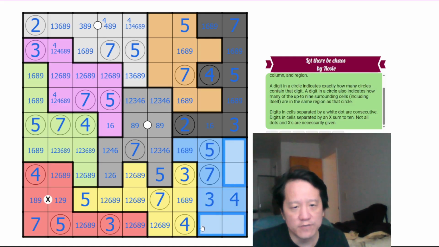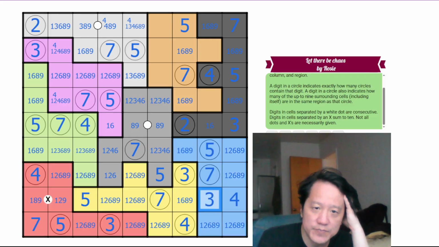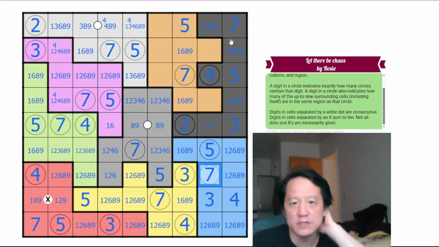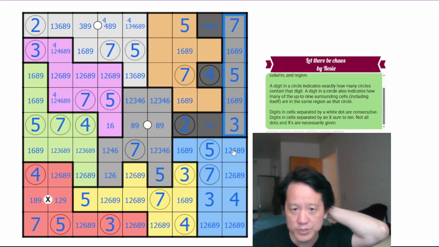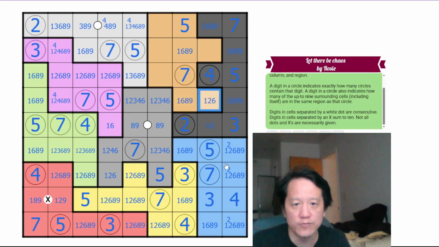Remaining digits of blue's region are 1, 2, 6, 8, 9 also. We are guaranteed 2 cannot be in the dark region here, so 2 has to be in column 9 in the blue region, which eliminates 2 in the rest of the region, so this can't be 2. That means where is the 2 in the orange? In column 8, it must be in the orange region, so we have 1, 2, 6, 8, and 9 here, and 2 has to be one of these 2.